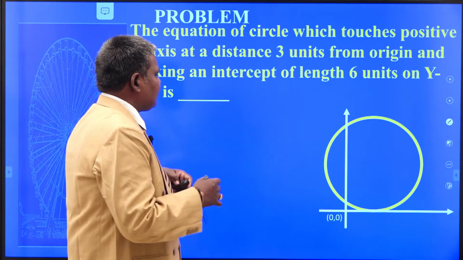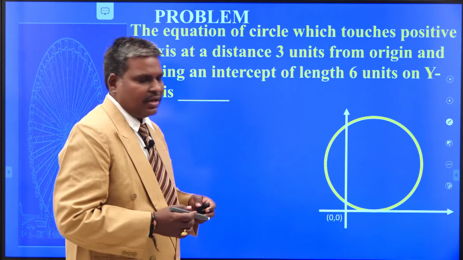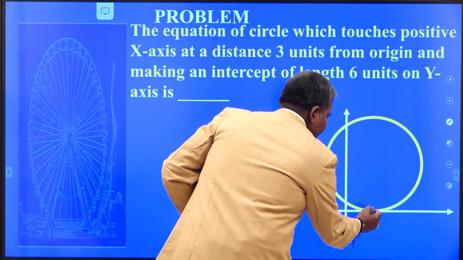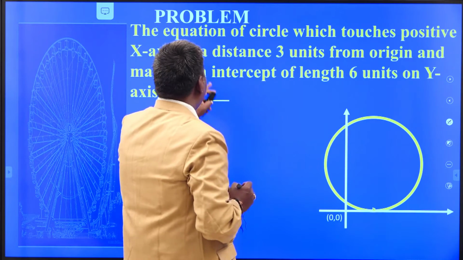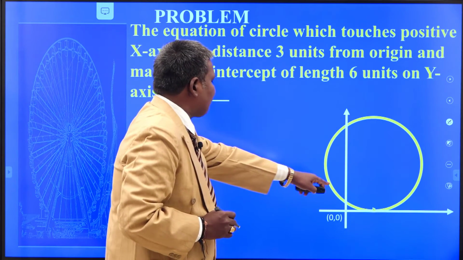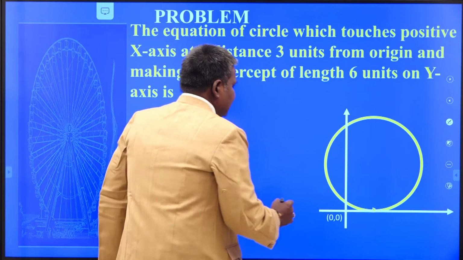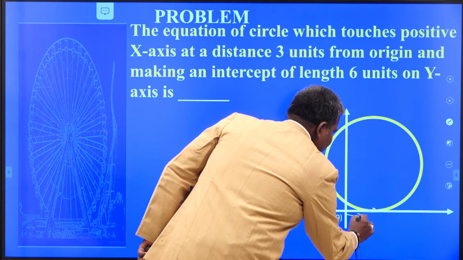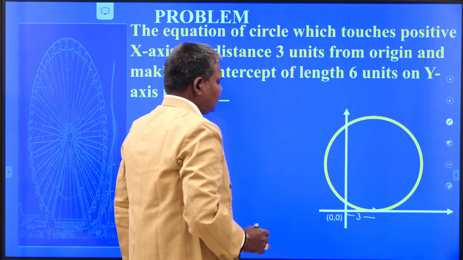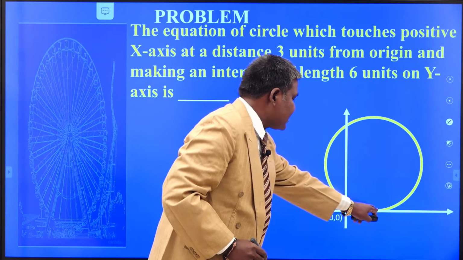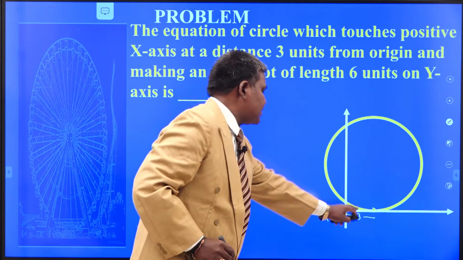60-70% of the problem is obtained from the diagram itself. I already discussed this with you. Now, this is the point. What is my point? This point is the point of contact of the x-axis and the circle. The distance from here to here is mentioned, that is 3 units. Your circle touches the positive x-axis at a distance of 3 units from the origin. That is why I mentioned it here.